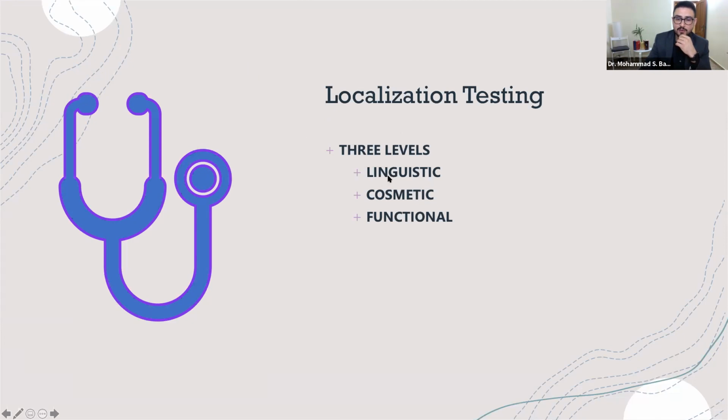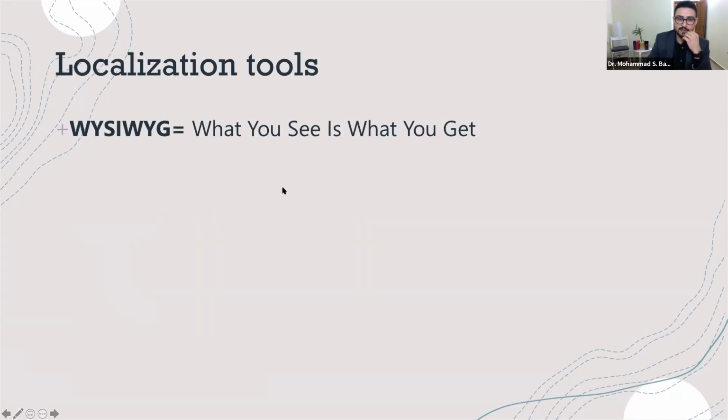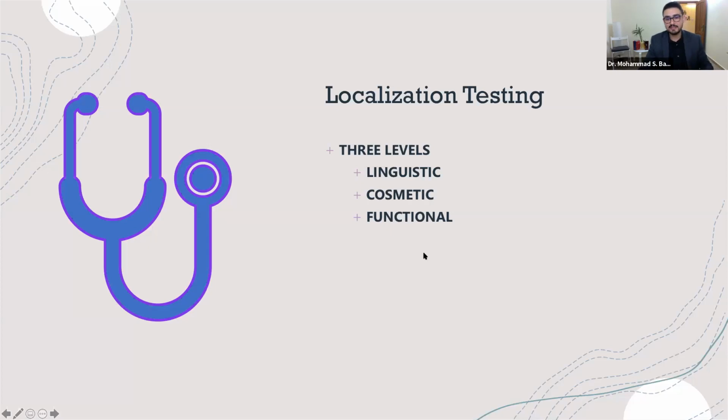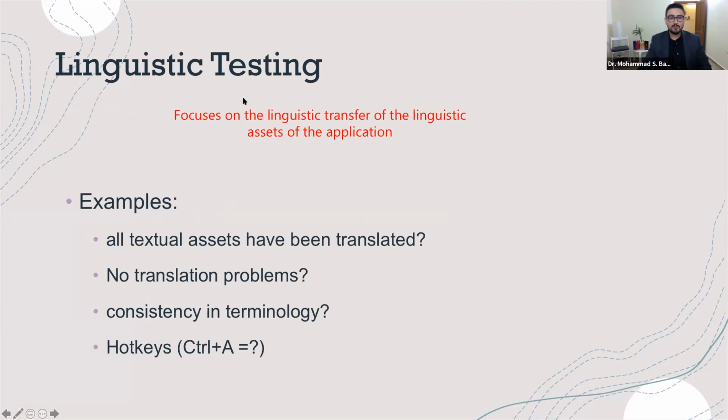We test the linguistic components of the software, and after that we have cosmetic testing, and lastly we do functional testing, and after that we either fix issues with the software or we send it to the client. The linguistic testing includes and focuses on transferring the linguistic assets of the application. For example, you have to make sure that you translated everything into the target language and the translation is accurate. And of course, and most importantly, you have consistency in the use of terminology.